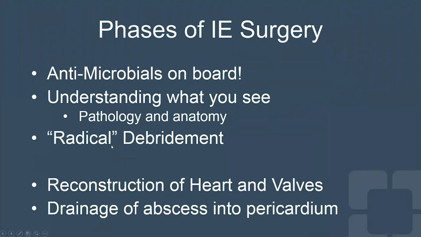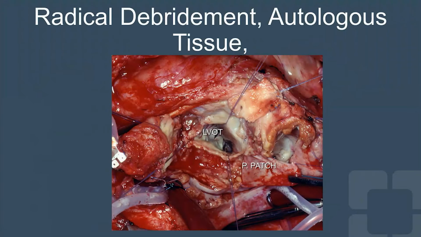And the key here is a radical debridement. You want to take out any infected tissue, and only then can you get a good outcome. If you leave behind any infected tissue, the infection will come back. Once the infection has been fully debrided, then you reconstruct the heart and the valves, and you want to allow any abscess to drain into the pericardium as opposed to back into the bloodstream.